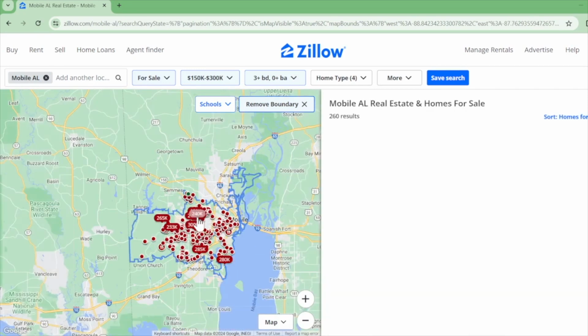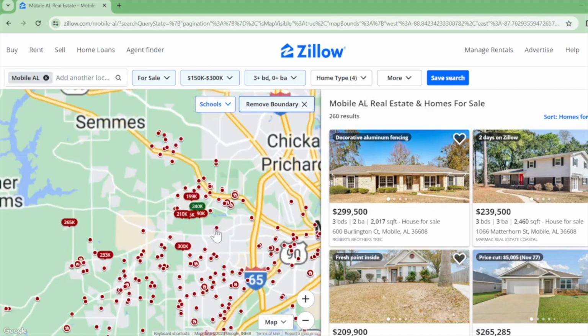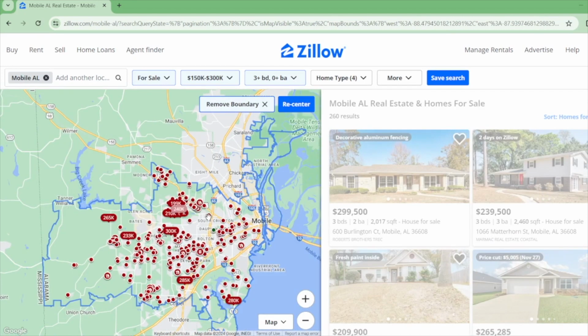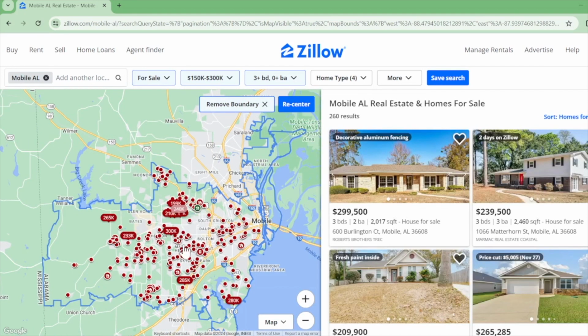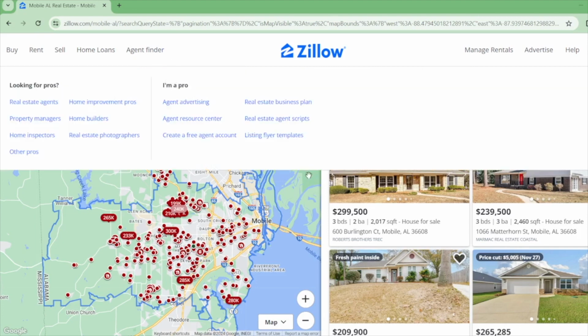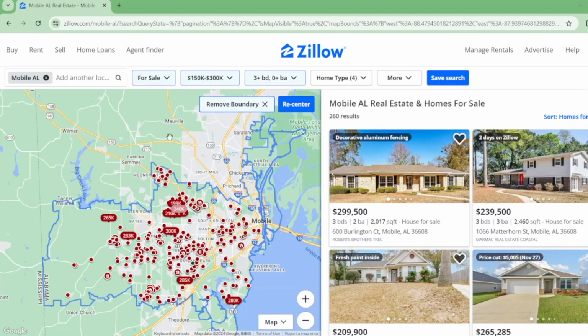And if you look at the map on the left side, look at all these red dots over here. All right, you have all these red dots. You see these prices that pop up. You can hover your mouse over any of these red dots, and you can click on them, and you can see the prices of those homes. But these are all of the homes that are for sale on Zillow in Mobile, Alabama.